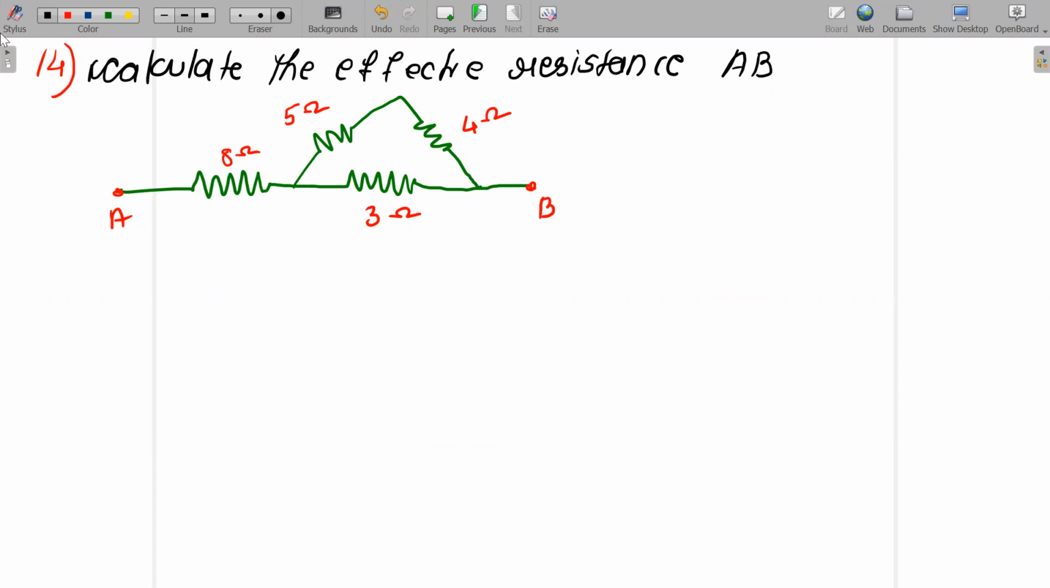Children, whenever you get a circuit like this, first you should check the parallel connection. This is your parallel connection. You should convert that parallel into series format. How can you solve that?